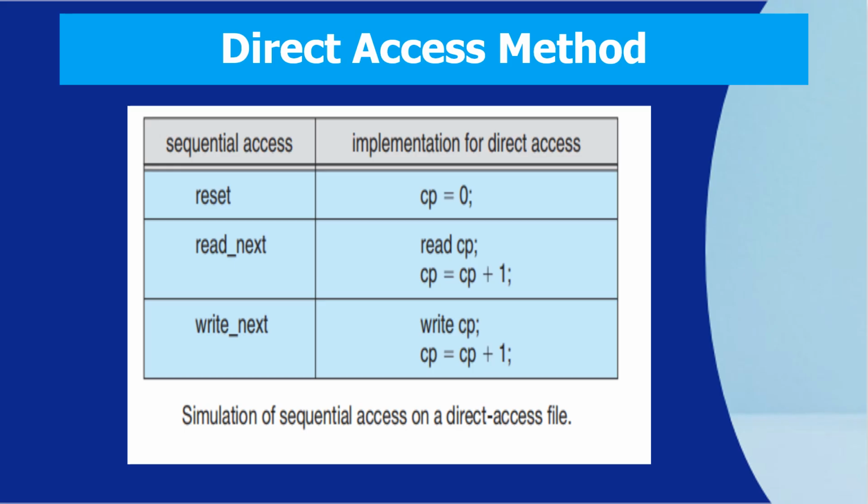In sequential access, if you want to write to a file, you can use write next. In direct access, you can straight away write your data in the right position, that is, CP is equivalent to CP plus 1.